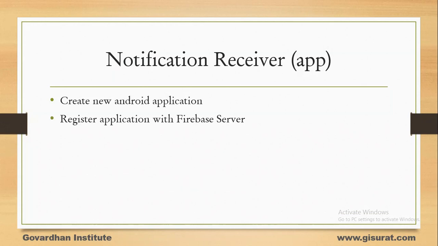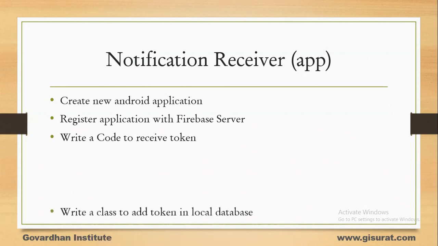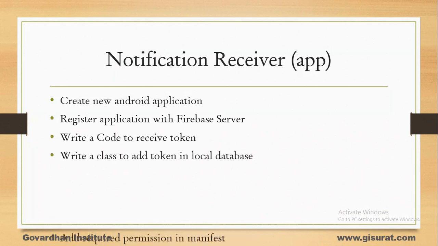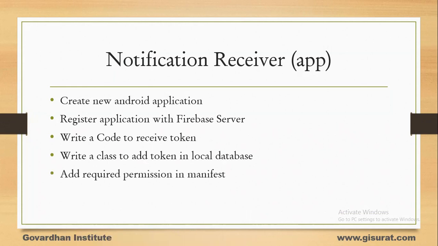Now connect that application with the Firebase. In short, register your application with the Firebase server. Now receive the token from the Firebase. After that, add that token in a database and add some required permission and just run your application. Okay, now let me just go through the steps. So the first step, I will not explain how to create an Android application. I think all of you are familiar with this first step. So let me start with the second step.